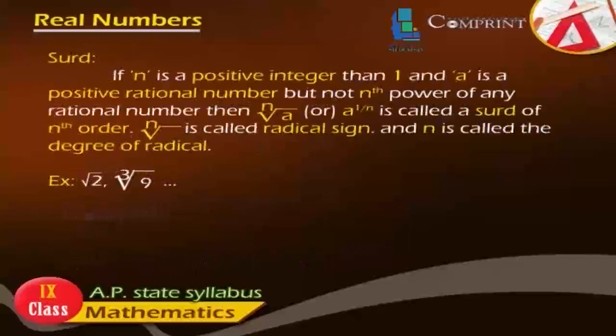Third, if n is a positive integer greater than 1 and a is a positive rational number but not the nth power of any rational number, then the nth root of a, or a^(1/n), is called a surd of nth order. The nth root symbol is called the radical sign and n is called the degree of the radical. Example: √2, cube root of 9.